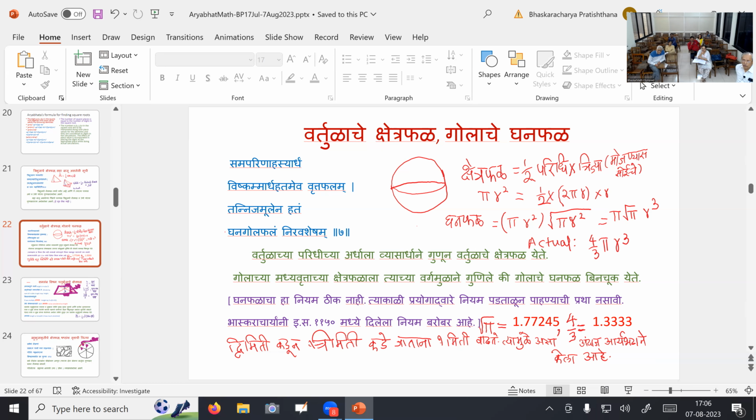So that is the volume of a sphere, which is a wrong formula which he is giving, because the correct formula, as I mentioned last time, was given by Bhaskaracharya. Before that, nobody was able to give in India the correct formula for volume.